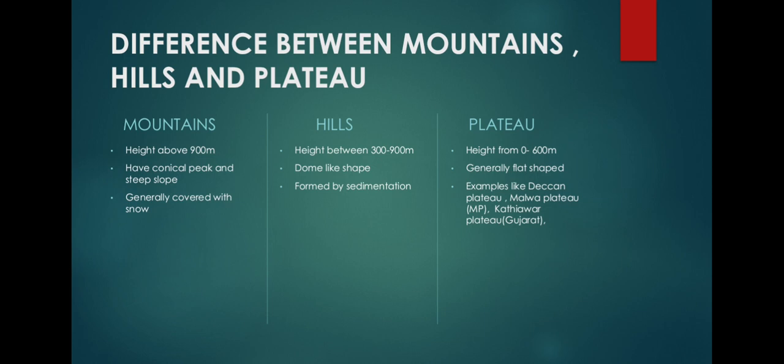Now, mountains are generally covered with snow. And hills are basically formed by sedimentation. You already know from your school days that our teachers told us there are three types of rocks: igneous rocks, sedimentary rocks, and metamorphic rocks. Sedimentary rocks come after the igneous rocks. That was the thing we discussed right now.